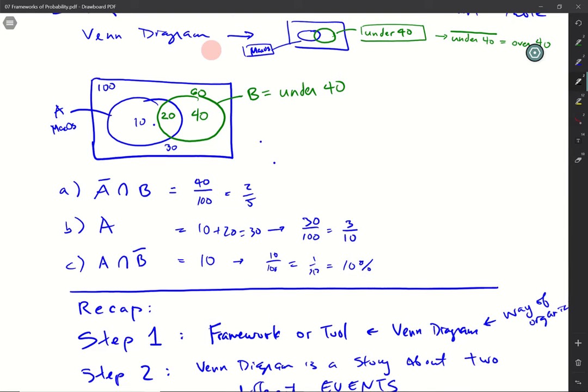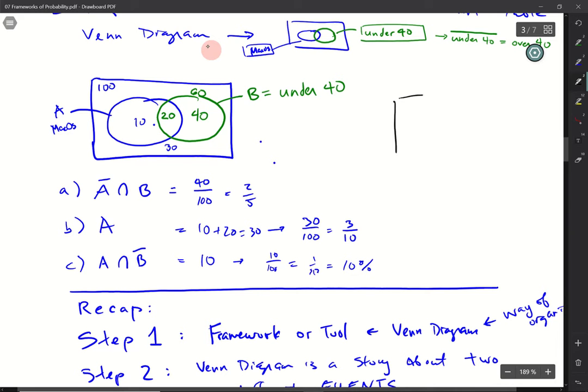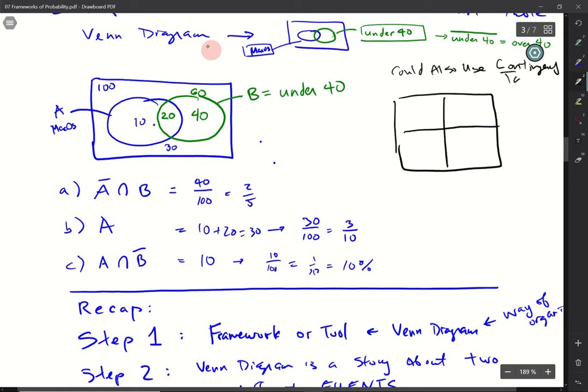Who's the Venn diagram's cousin? The Venn diagram's cousin is the contingency table. Whenever you could use the Venn diagram, you could also use the contingency table. They're actually cousins, right?